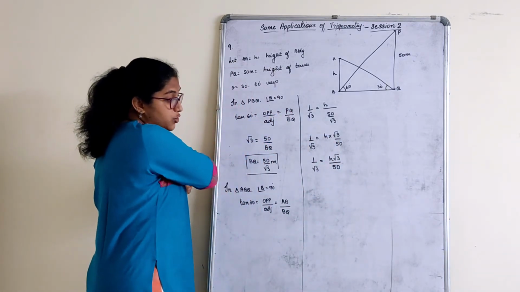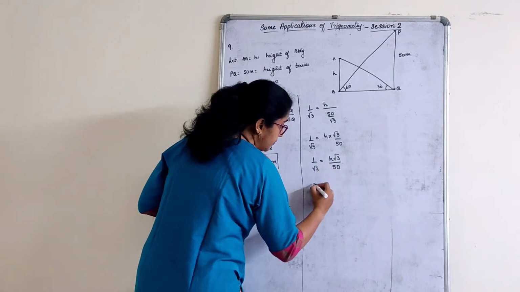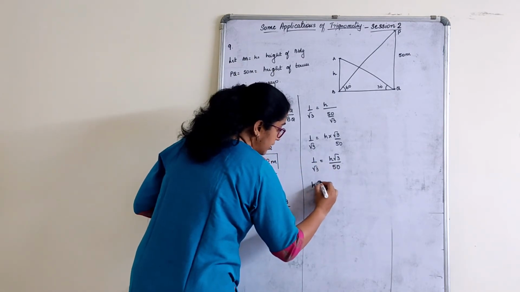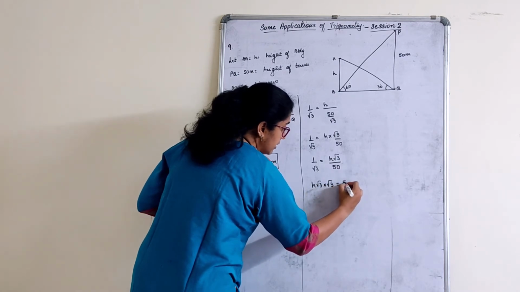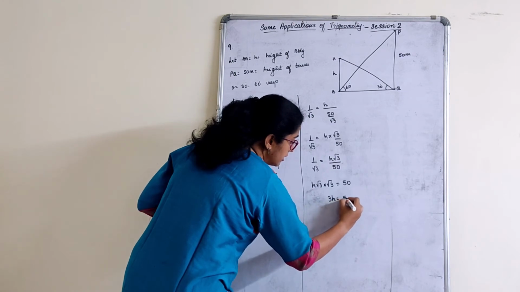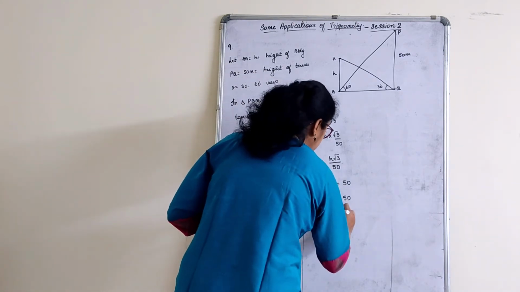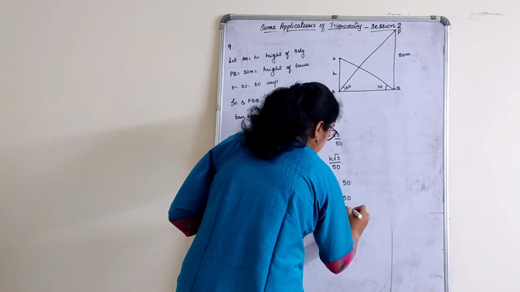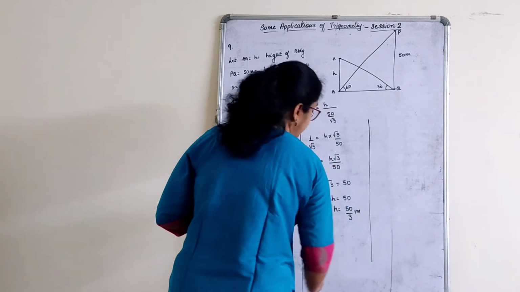Now H we have to find out here. Cross multiply with this and the 50 comes here. So H into root 3 is equal to 50. 3H is equal to 50. Root 3 into root 3 is 3. H is equal to 50 by 3 meter.